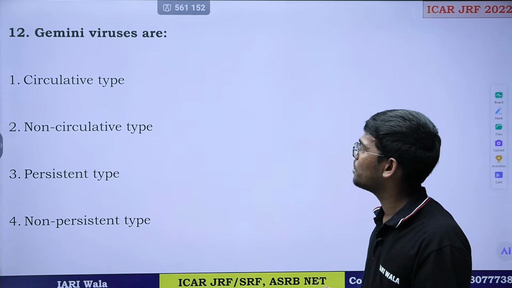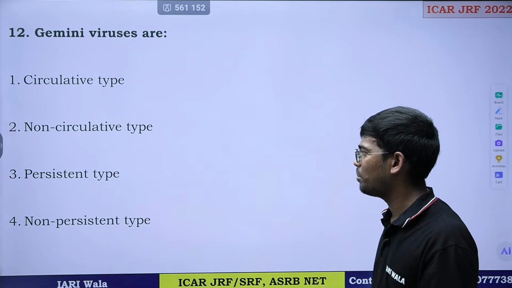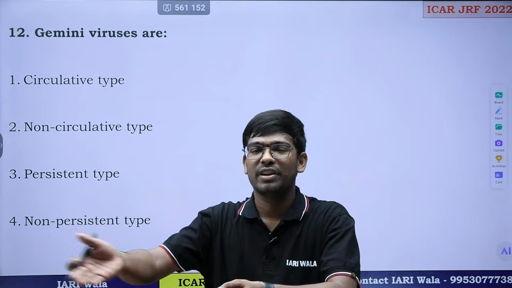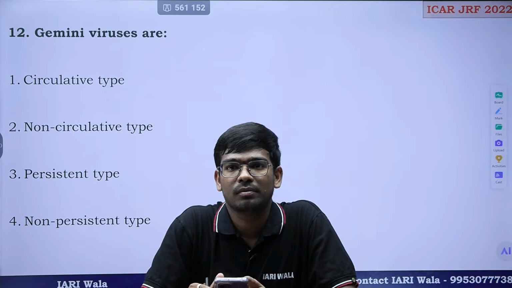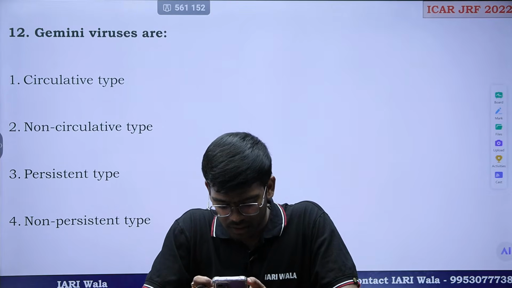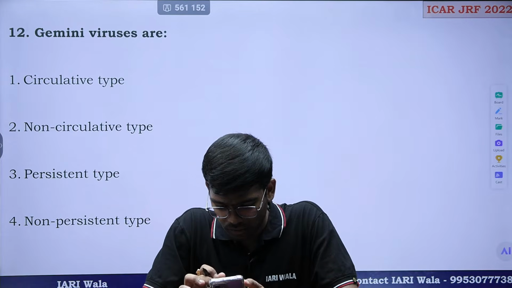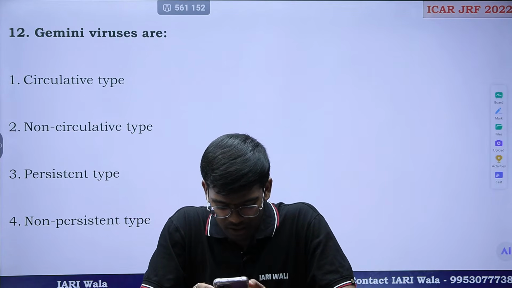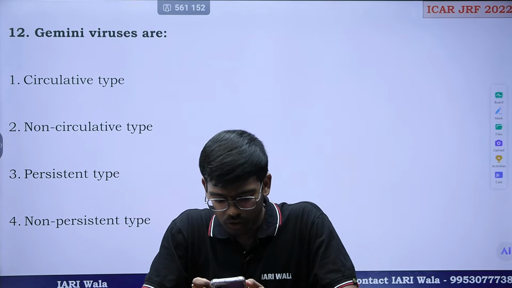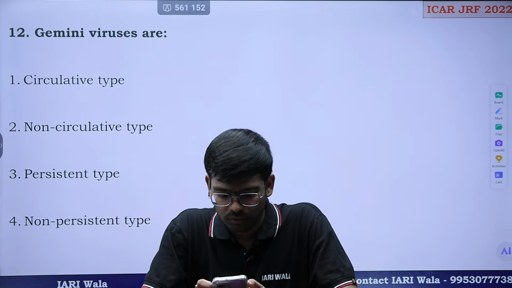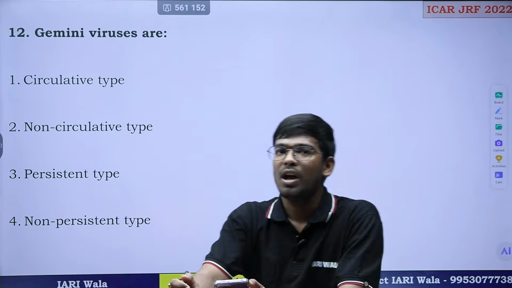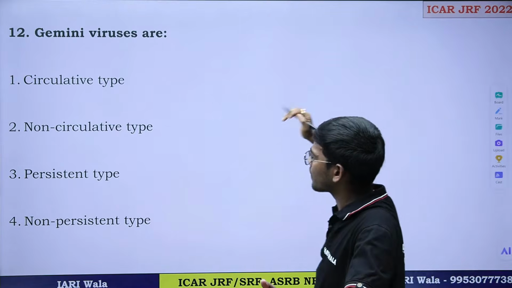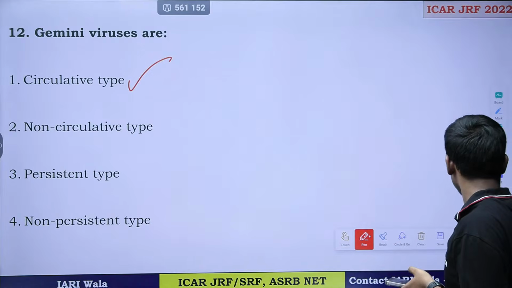Coming to the next question: Gemini viruses are circulative type, non-circulative type, persistent type, or non-persistent type. So what will be the option for this? In the previous statement question also we have seen. Let's see if any other persons will respond. Yes, Anchal Gupta, Chaya. Only two students responded. I said Gemini viruses are circulative type. So here the option becomes circulative type.